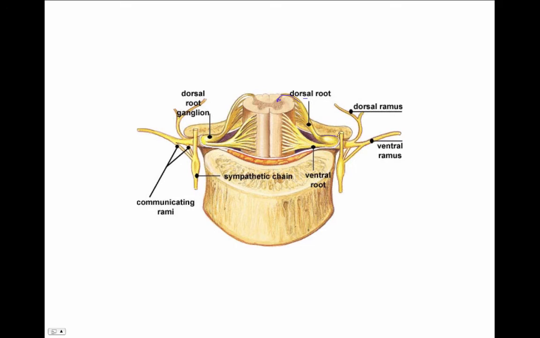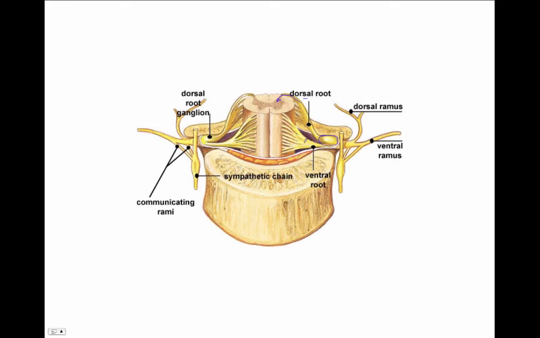In the sensory, or the dorsal portion of this, we have ganglia. So a dorsal root ganglion, a ganglion is a collection of neuronal bodies, and we see these enlargements when we have a large amount of input. That just means that we have more of these neurons that are processing information.